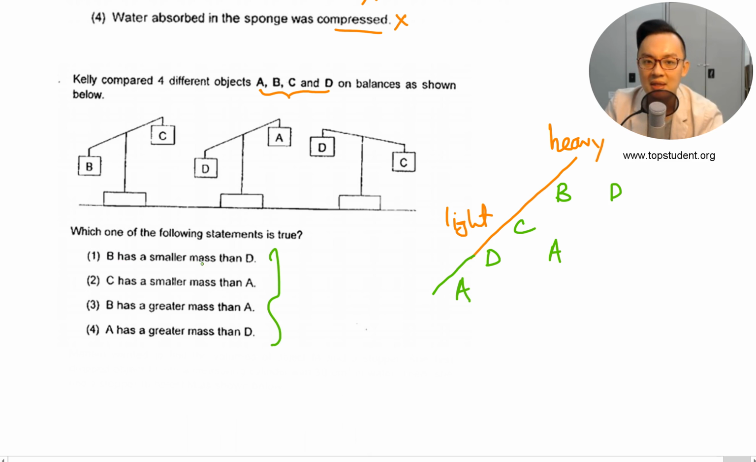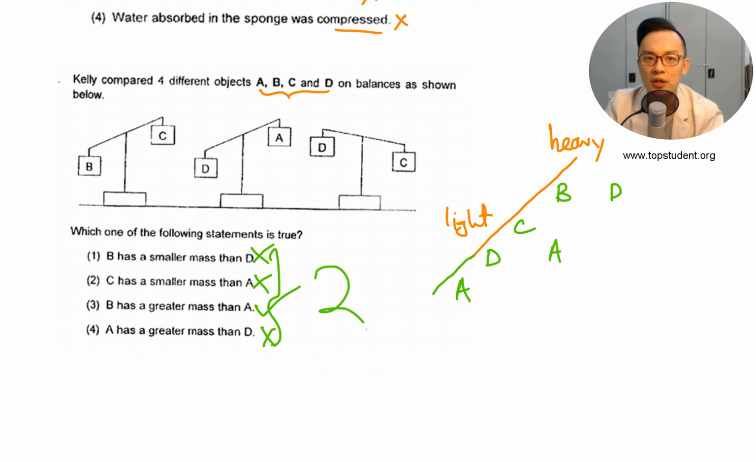B has a smaller mass than D. Is that true? B is the heaviest, so it cannot be the smaller mass. Wrong. C has a smaller mass than A. C has a smaller mass, so C is heavier than A. Wrong. B has a greater mass than A. Correct. A has a greater mass than D. No, A is lighter than D, so wrong. So the answer is number 2.